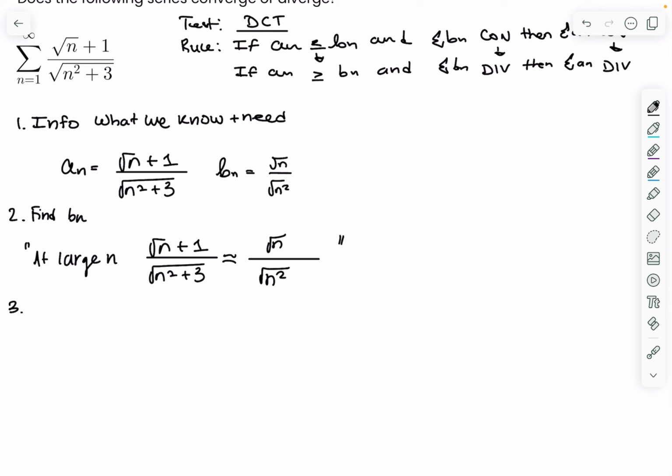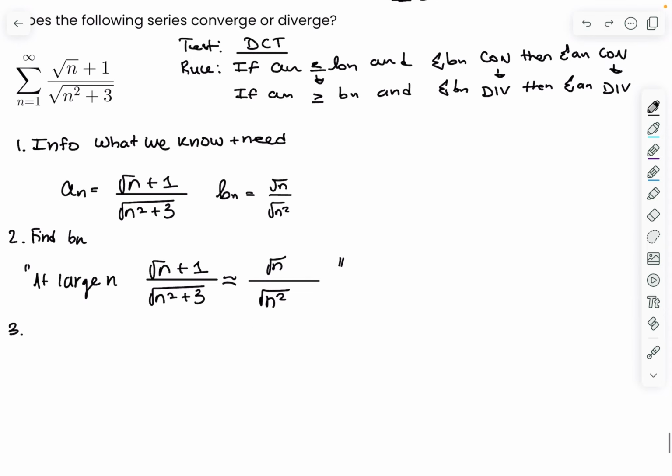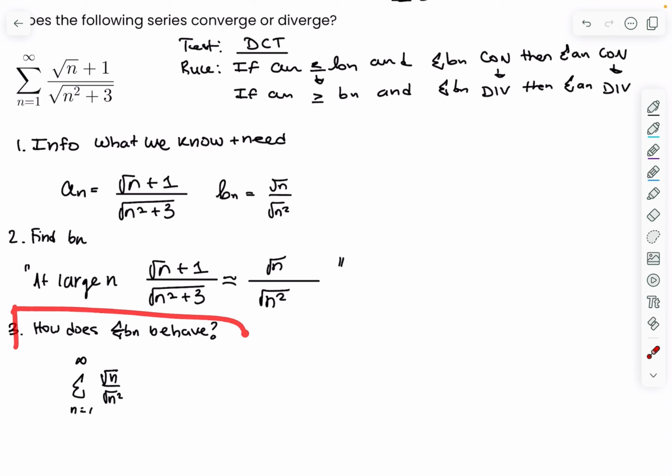Which brings us to our next step, which is B, but this time B stands for behavior. We're trying to find what the behavior of the series is, whether it converges or not. So we have the series from n is equal to 1 to infinity of B of n, and I want to know if this converges or not. Now, in this step, you will only ever use the p-test or the geometric test, so you have to find a way to write it in those forms.